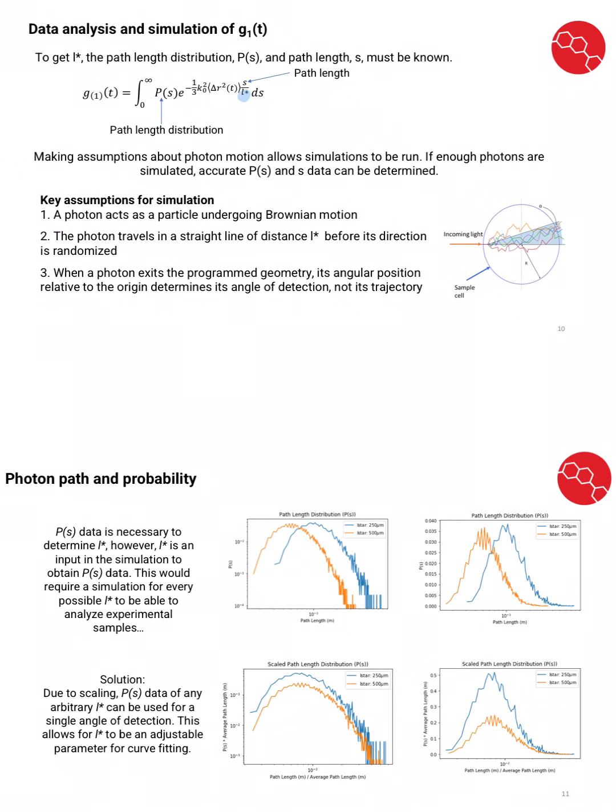This would require a simulation for every possible L star to be able to analyze experimental samples. Obviously, this is unrealistic, so the solution we have come to is scaling P of S by the average path length. Due to this scaling, P of S data of any arbitrary L star can be used for a single angle of detection. This allows for L star to be an adjustable parameter for curve fitting.